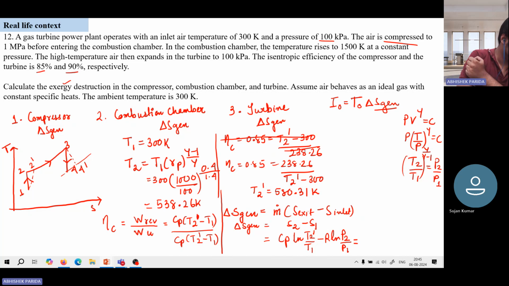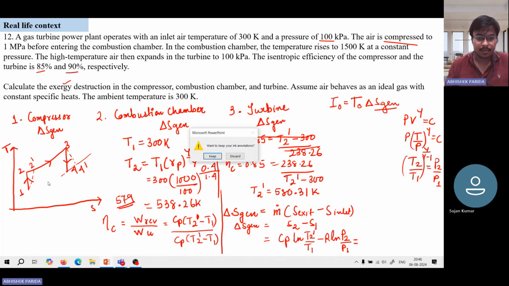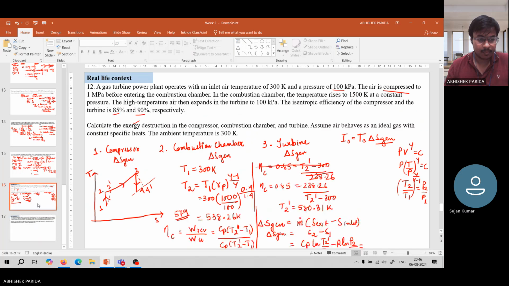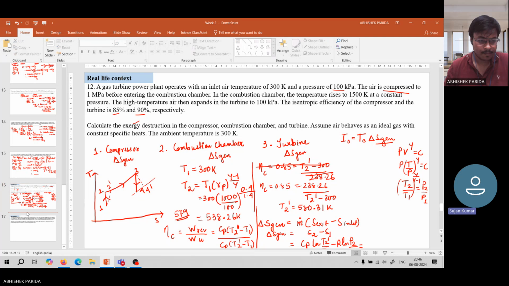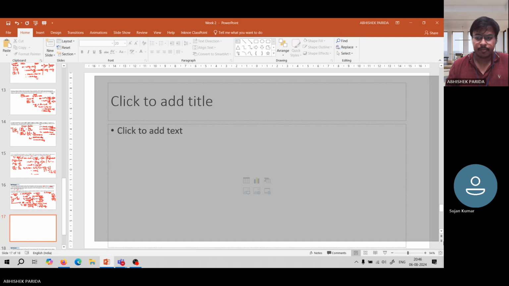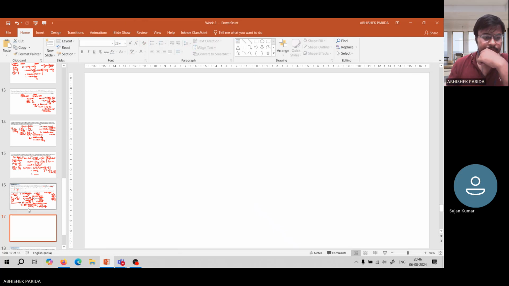Just I'll check again. So you are getting, I think, 579, right? It's 579 point something. Correct. But just see the process, okay? Okay, sir. T2 dash now, around 628. Okay. Calculate delta S.